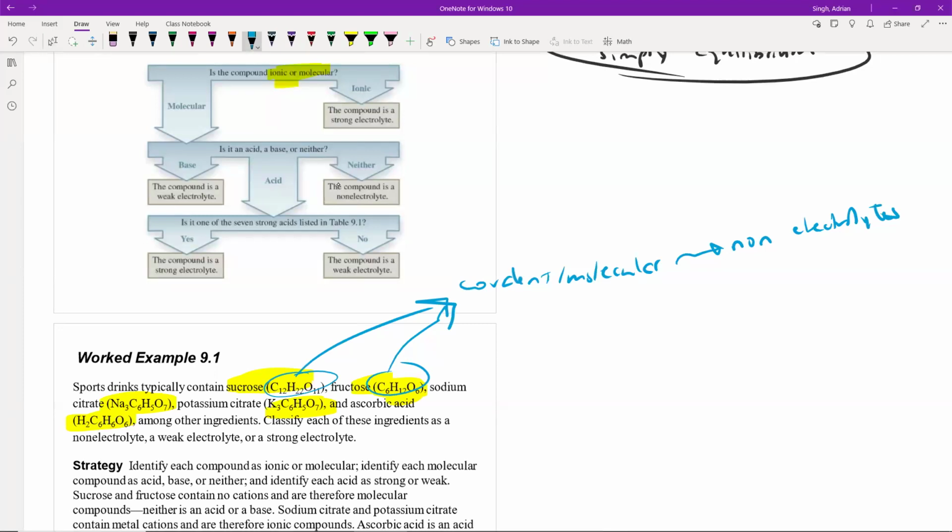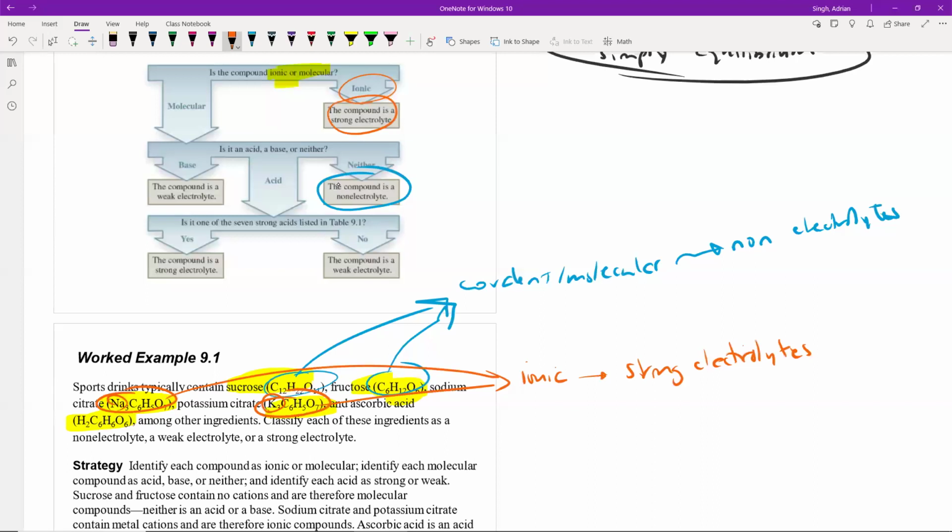So it's molecular, these are molecular covalent compounds. Is it an acid or a base? Well, neither of these are acids or bases. As a result, they're non-electrolytes. Take a look at the other ones. Let's see, we'll do this in orange. Sodium citrate and potassium citrate. We know just based on the fact that these contain metals, the potassium and the sodium, that these are going to be ionic. So is it ionic or molecular? Well, if it's ionic, we can assume that it's going to be a strong electrolyte. It'll dissociate into its ions completely.